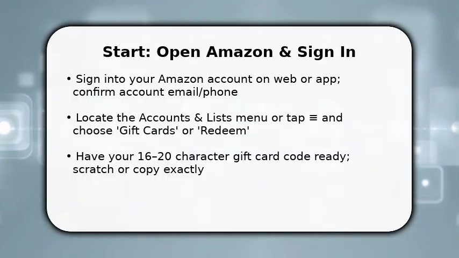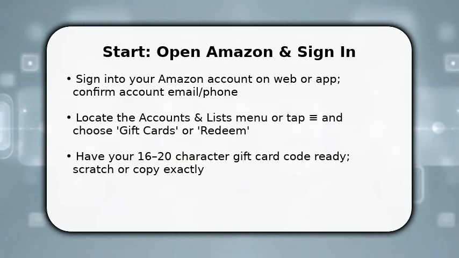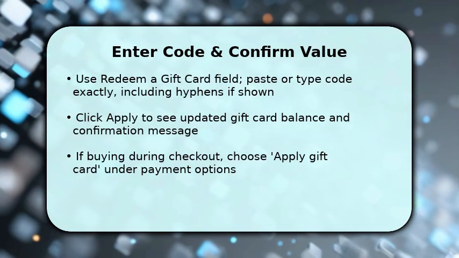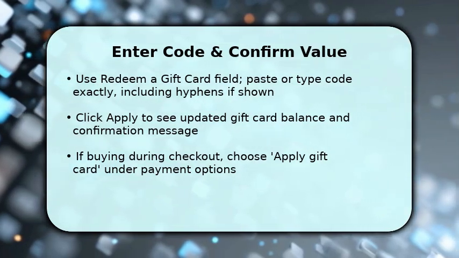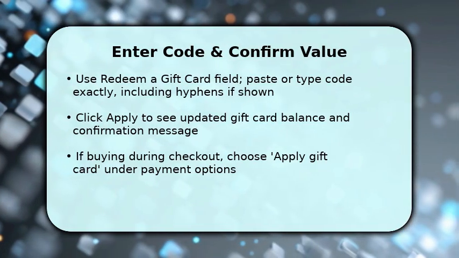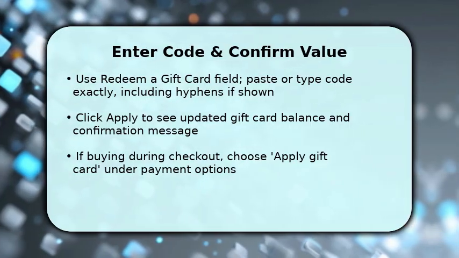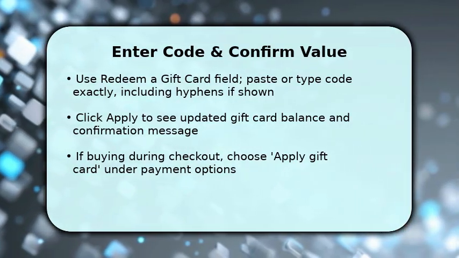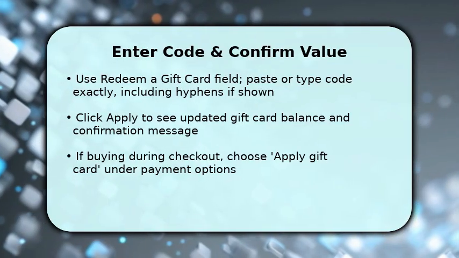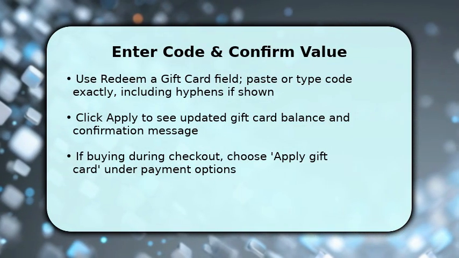Once done, proceed to the redemption entry so you can apply the card to purchase. You now enter the code into the Redeem a Gift Card field. Paste or type it exactly, including hyphens if shown, because formatting can matter. After you click Apply, Amazon will display the added balance and a confirmation message so you know the code succeeded.